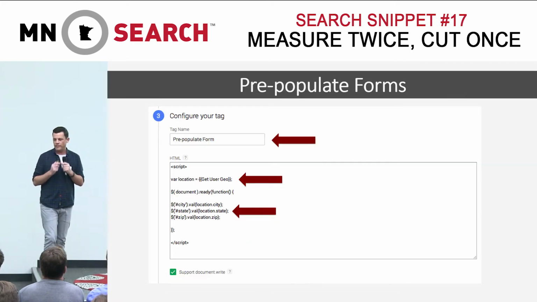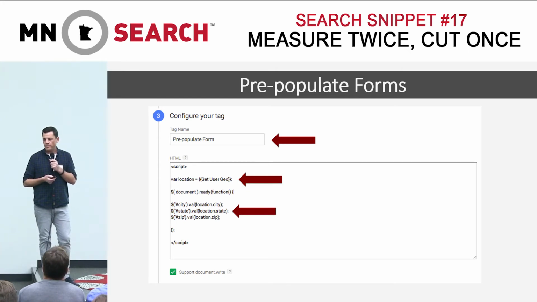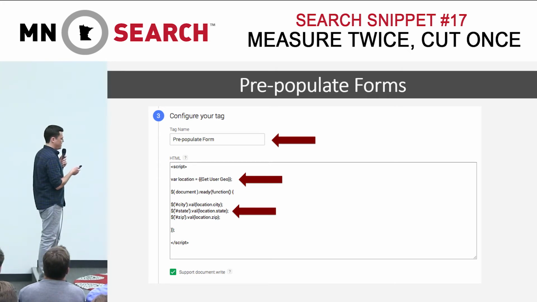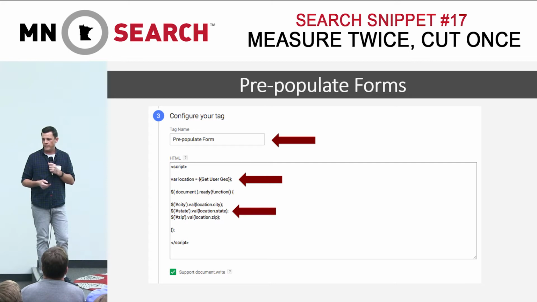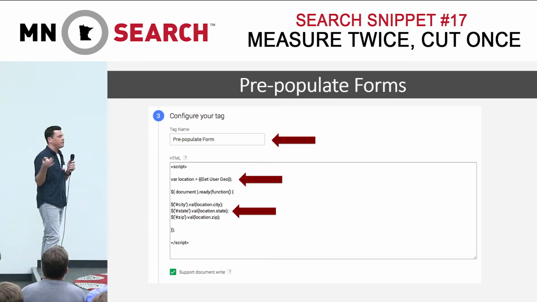Keep that in mind, because that plays into this next one. Pre-populating forms. This is not a variable, rather this is a custom HTML tag. I've just called it pre-populate form. This is a very rudimentary example, not production-ready code, but for purposes of the presentation, I think you'll understand how it works. So, very simple piece of HTML here. Using the previous example of getting user geo, I'm going to load that variable right here into this JavaScript variable.